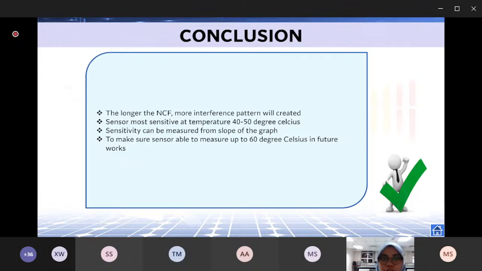The last one is to make sure the sensor is able to measure up to 60 degrees Celsius in future work, because as for now, I can only get the best results between 40 to 50 degrees Celsius.